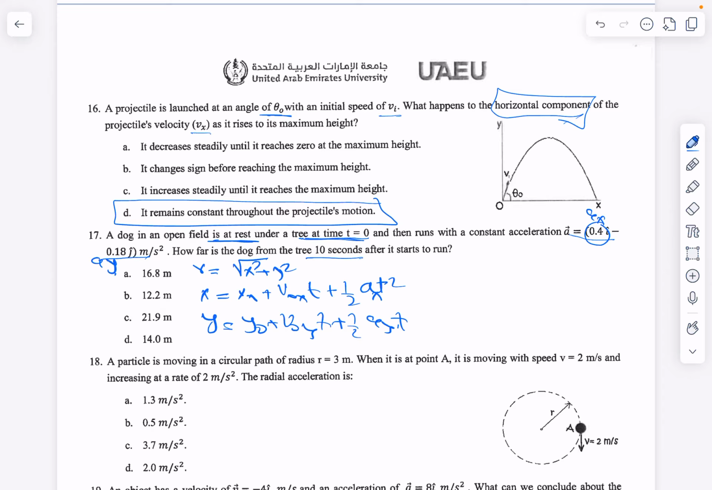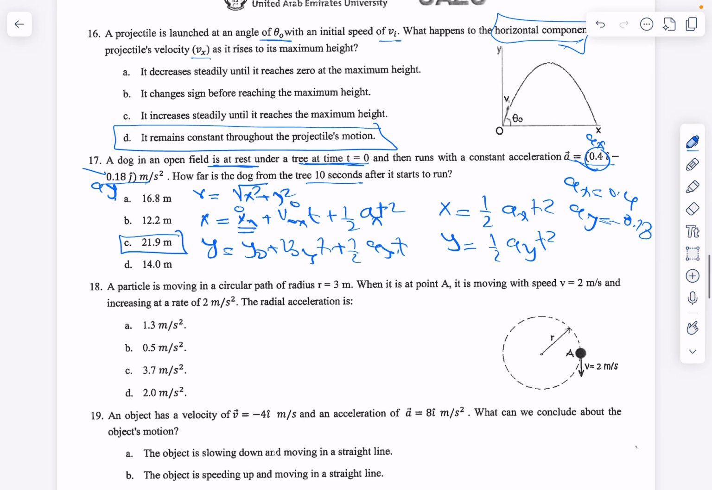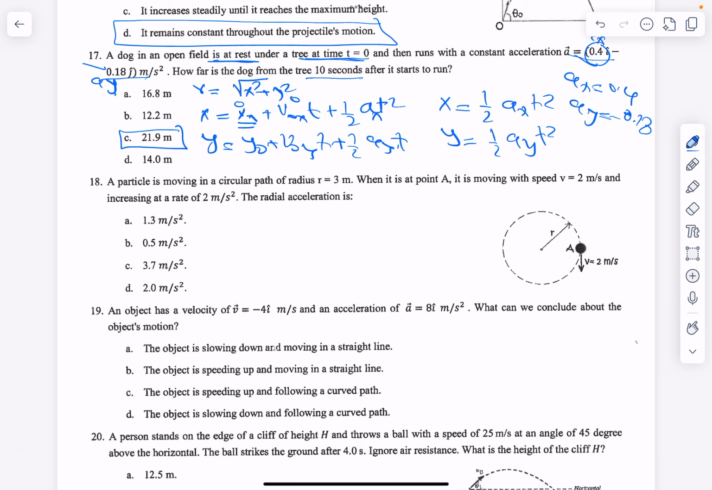So this is the ax and this is the ay. It starts from 0 position and 0 velocity. So your x will be 1/2 ax t squared, and your y will be 1/2 ay t squared. So just put the values: ax is 0.4 and ay is negative 0.18. When you substitute the values, you will get 21.9.